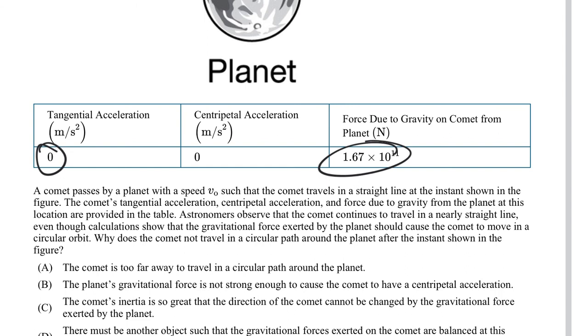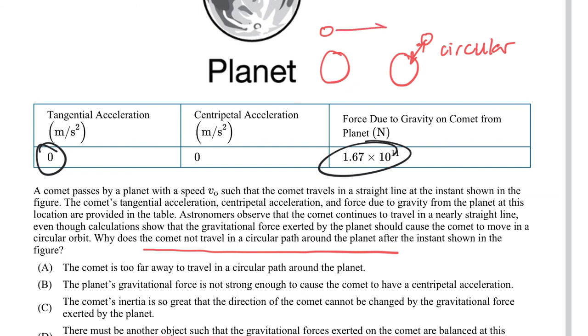So why does the comet not travel in a circular path? Okay, so the question is, why does it not travel in a circular path? So whenever it doesn't travel in a circular path, that means that, okay, when an object is going in a circular motion, that means there is a force of gravity pulling it into a circular motion. Okay, so why does this comet just surpass it and just keep going, right?